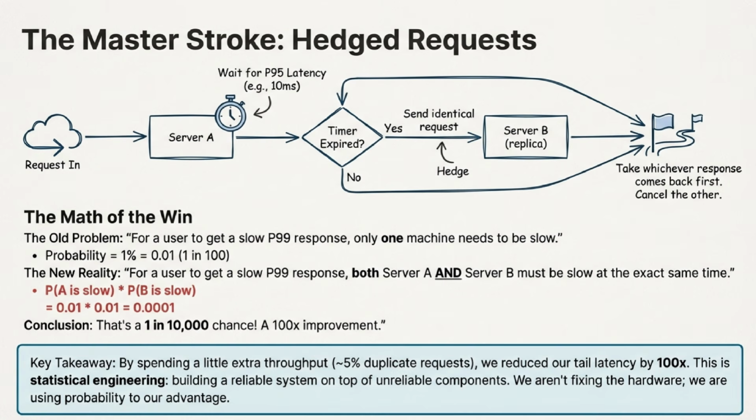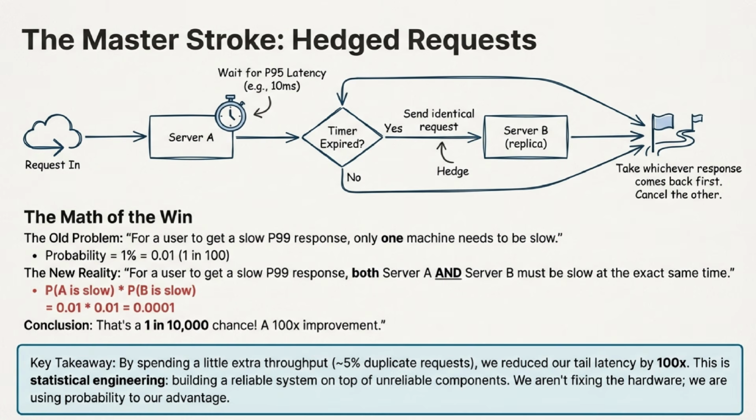Sometimes a machine just decides to run a background task. Sometimes a network switch blips. So what do you do? You use the math. The strategy is this. You send the request to the first machine. You wait for a very specific amount of time, let's say the P95 latency, maybe 10 ms. If the machine hasn't responded by then, you don't keep waiting. You send a second, identical request to a different machine, a replica. You take whichever result comes back first and cancel the other.